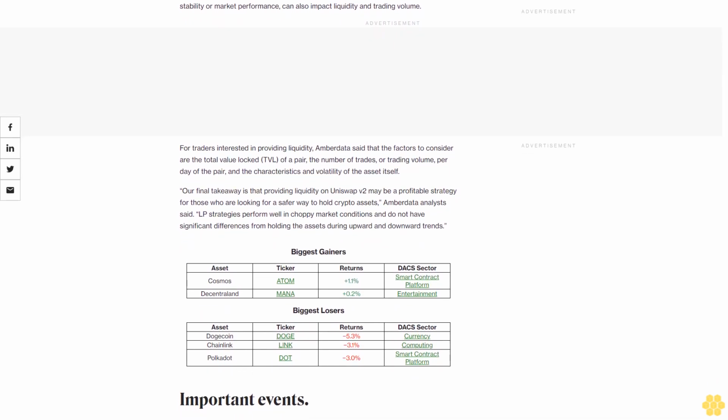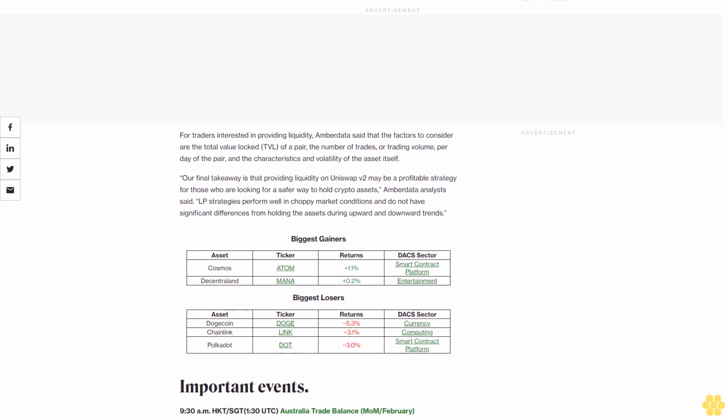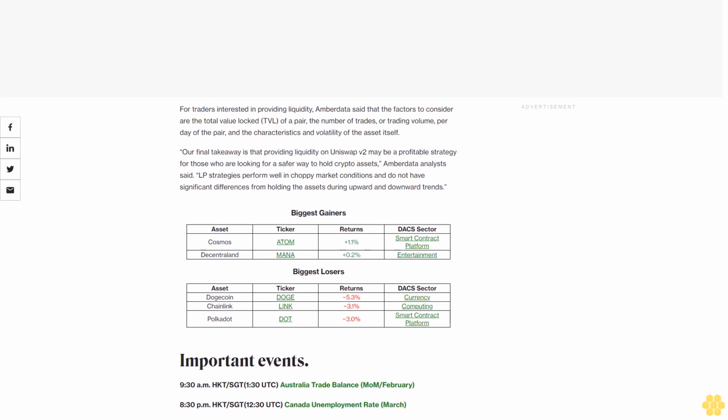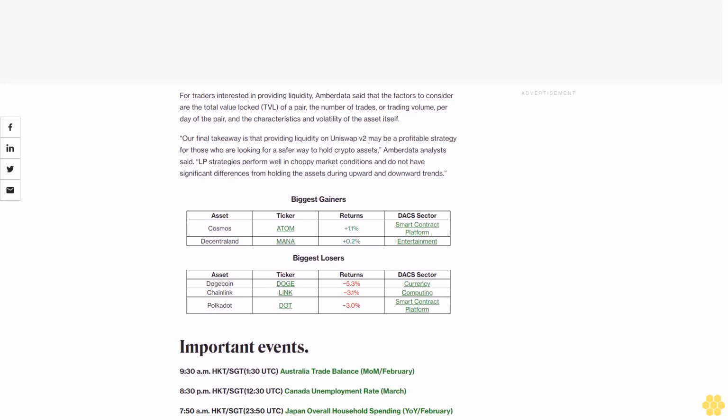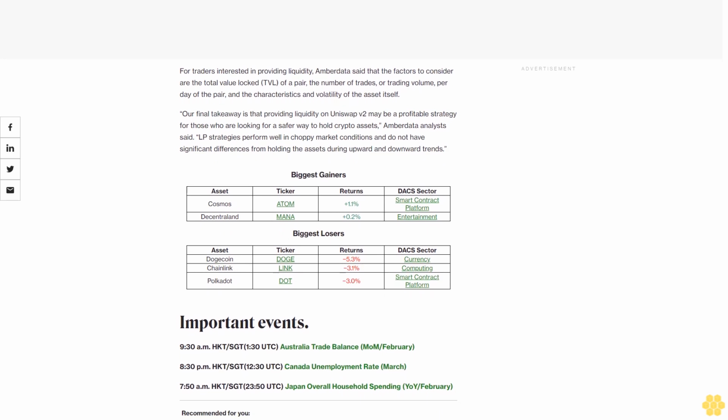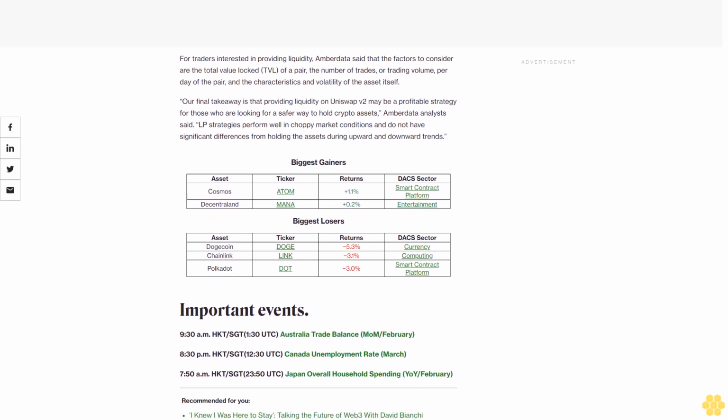"Our final takeaway is that providing liquidity on Uniswap V2 may be a profitable strategy for those who are looking for a safer way to hold crypto assets," an Amberdata analyst said. "LP strategies perform well in choppy market conditions and do not have significant differences from holding the assets during upward and downward trends."